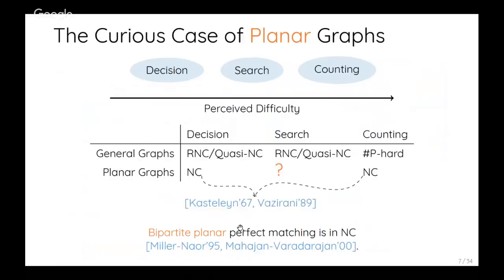I should mention that for the even more special case of bipartite planar graphs, it was known that the search version is in NC. The first proof of this fact appeared in a paper by Miller and Naor, and then later, Mahajan and Varadarajan gave a very different proof. Our algorithm is actually inspired by this work of Mahajan and Varadarajan, so I'm going to go over it in detail.